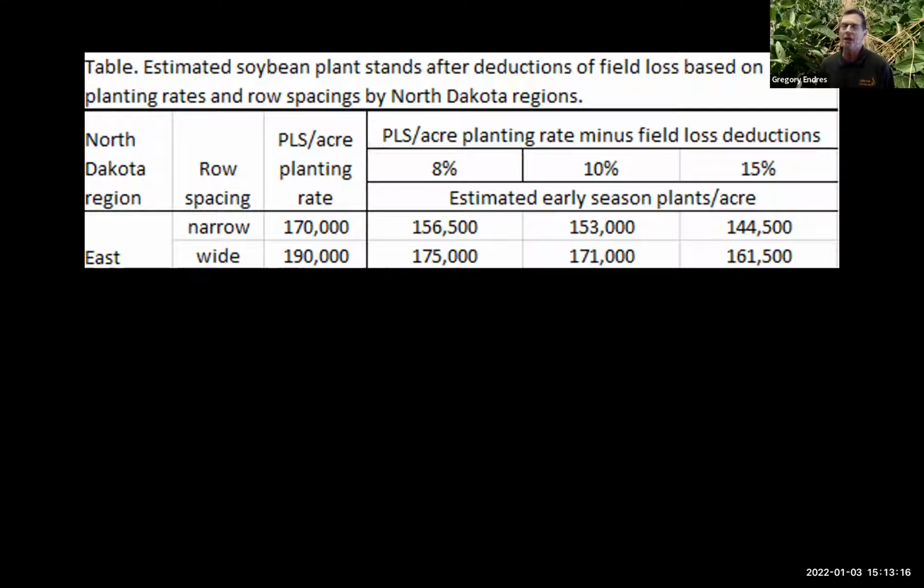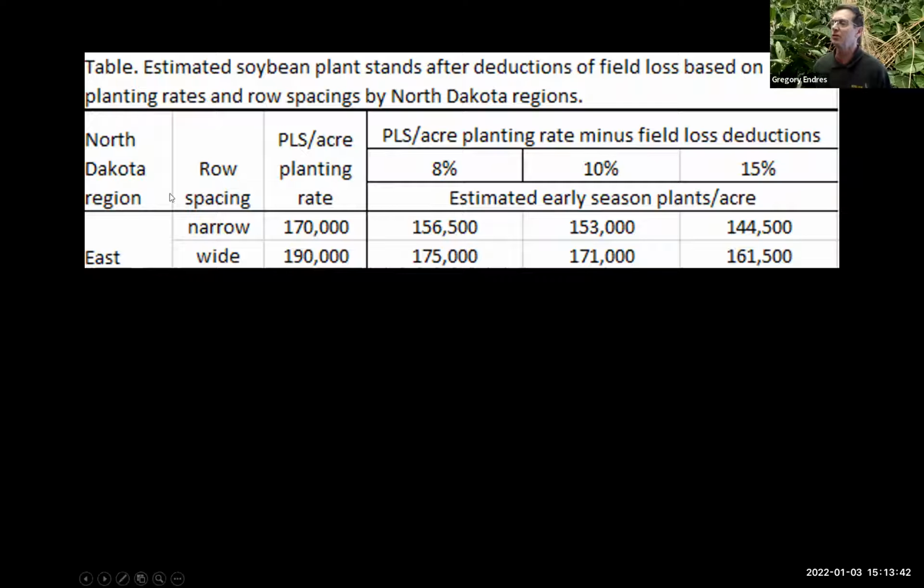planting rate. And then we know that even using pure live seed as a recommendation, we do have some field losses. And for easy figuring, we'll use a 10% loss. And that's, of course, a loss from planting time up to the estimated early season, which normally is from 3 to 4 weeks after planting.